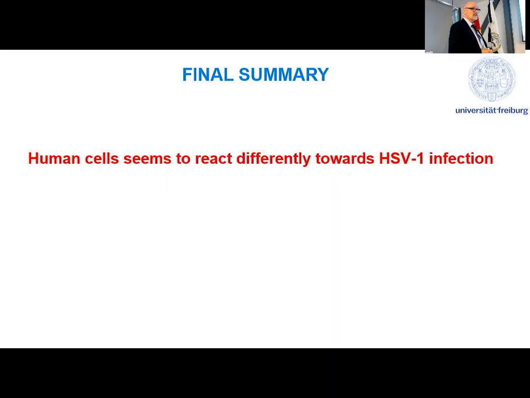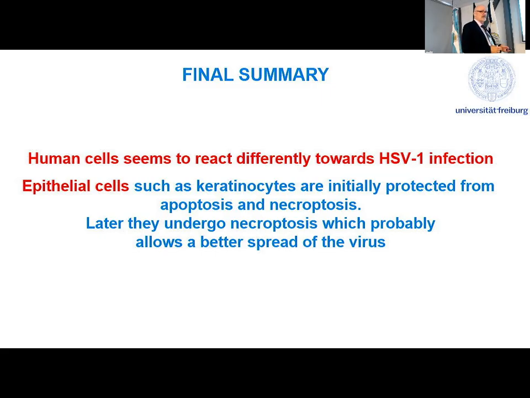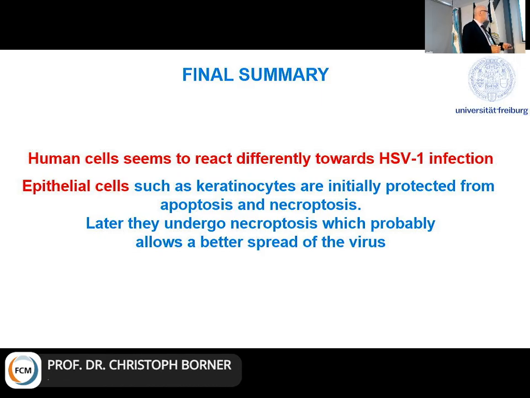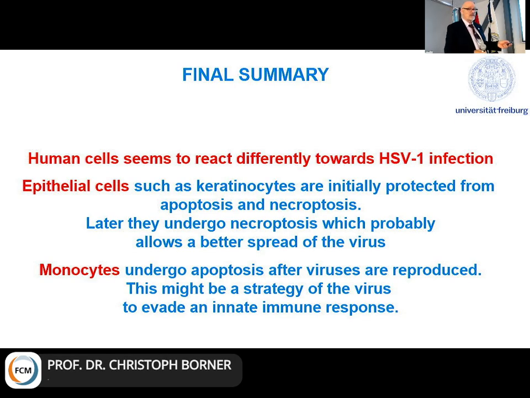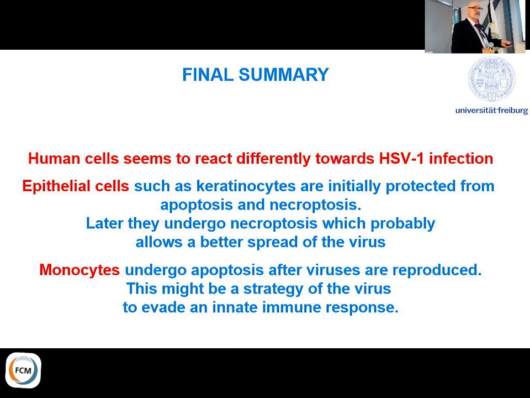So final summary, and this is really the interesting thing: human cells seem to react differently towards the same virus. In epithelial cells, such as keratinocytes, you get cell death protection, so the cells survive, but later on they undergo cell lysis in the form of necroptosis. And probably this is to allow a better spread of the virus, because then the virus comes out and can nicely spread. In immune cells, such as monocytes, the cells undergo apoptosis after the viruses are reproduced.